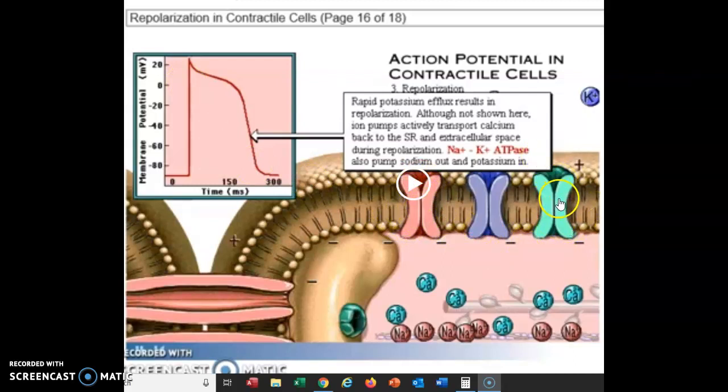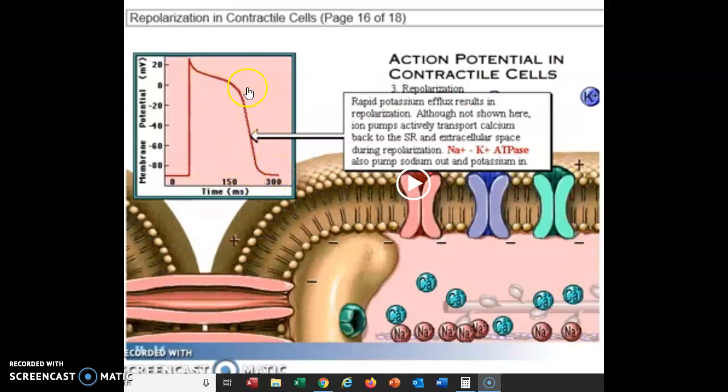It causes the slow calcium channels to open. Calcium comes in, not rushing in, but it comes in. Therefore, we get a plateau. Then our potassium channels start opening up and our calcium channels start closing. Potassium starts effluxing, leaving. We'll go back to our repolarization, back to resting membrane potential.